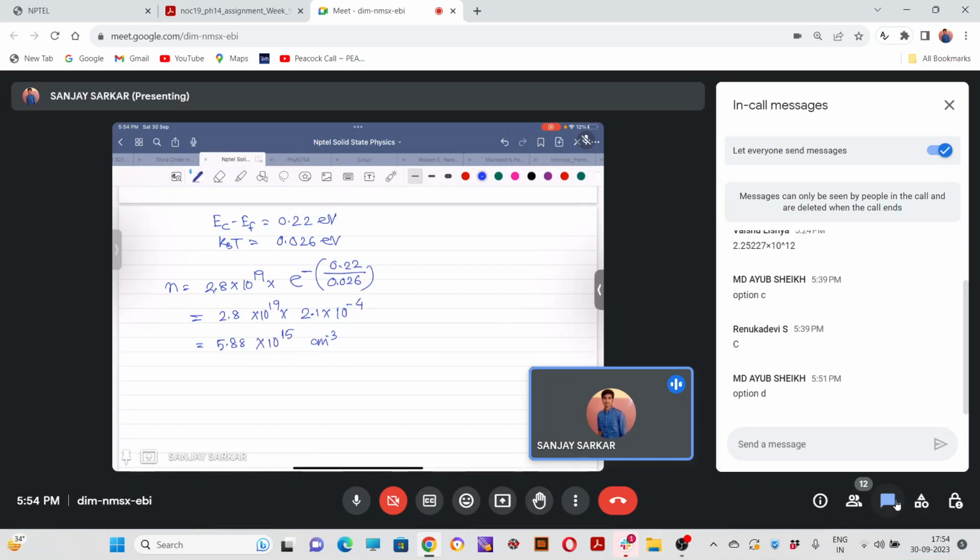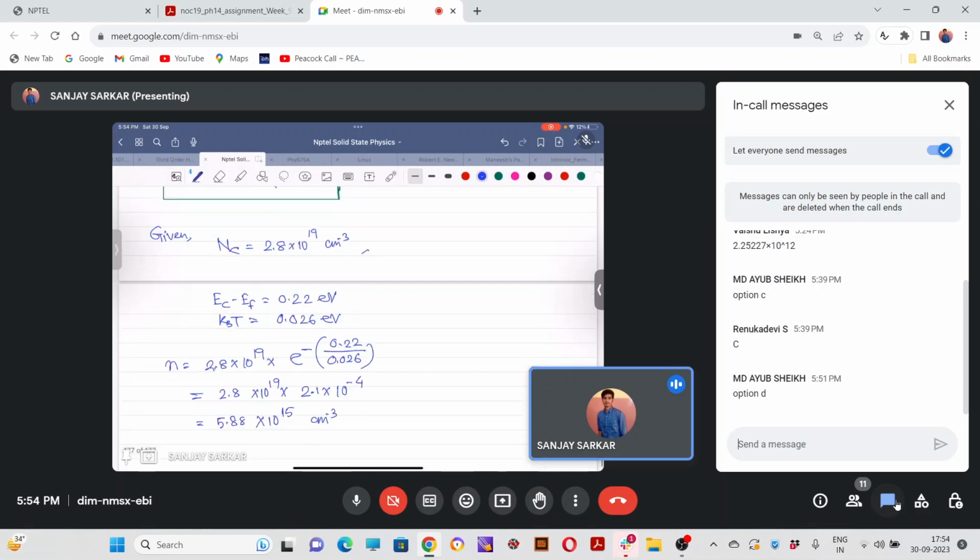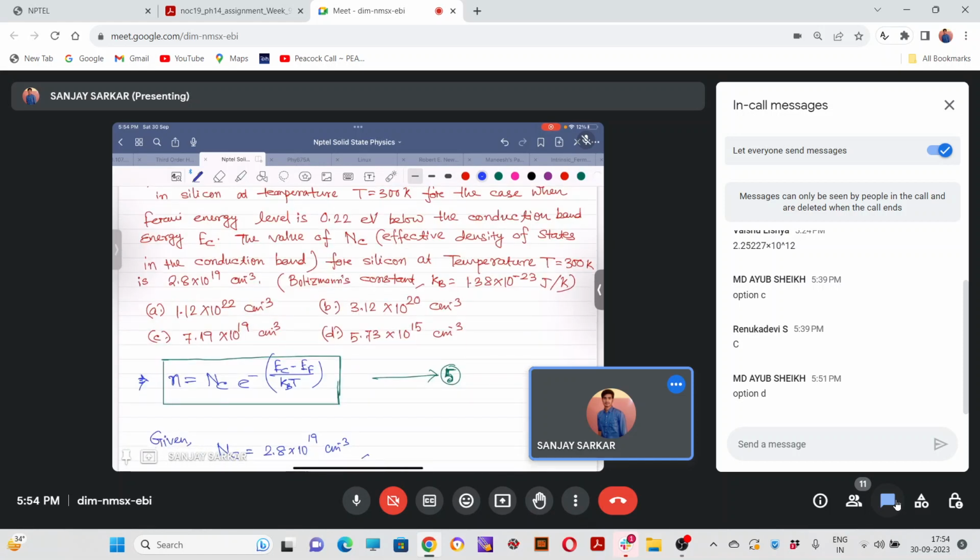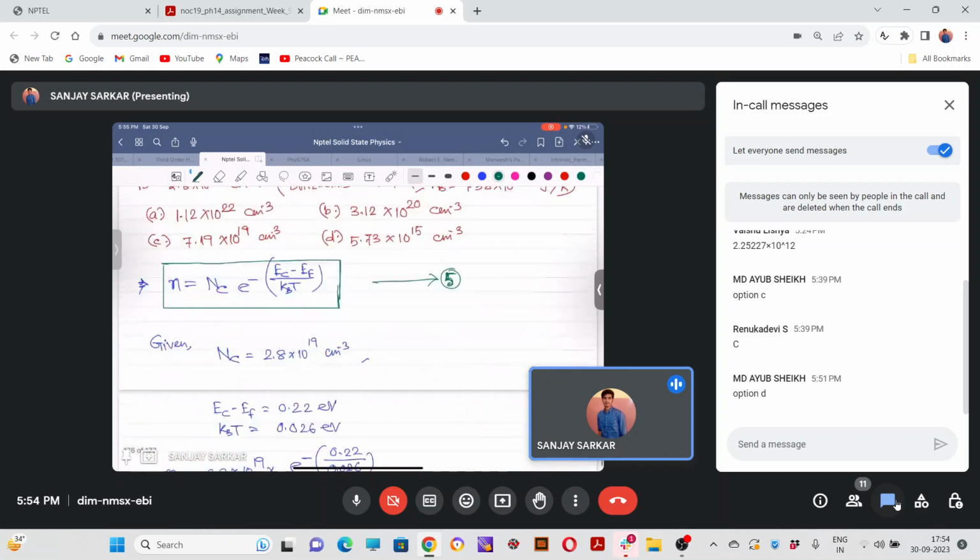So is it the value already all of you have got? Wait a minute. So minus 0.22 divided by 0.026, 2.9. Yes. So this is the value. So it is almost equal to the option D. Correct option is D.